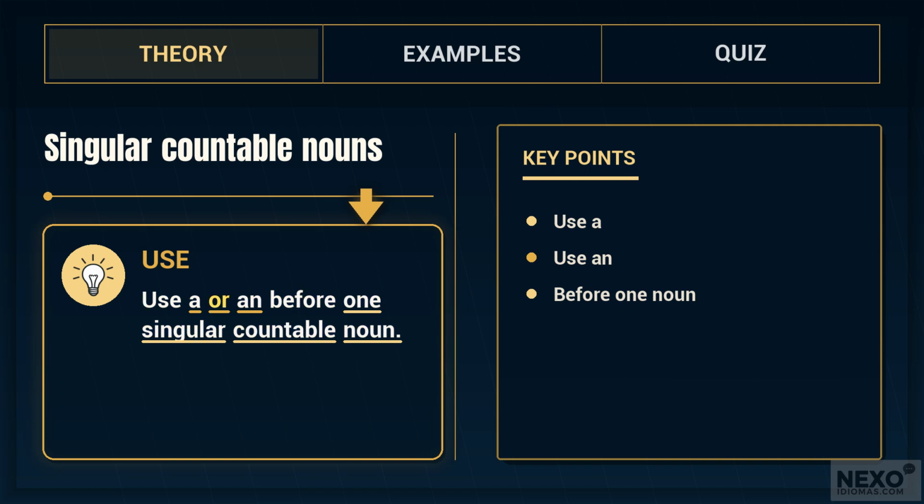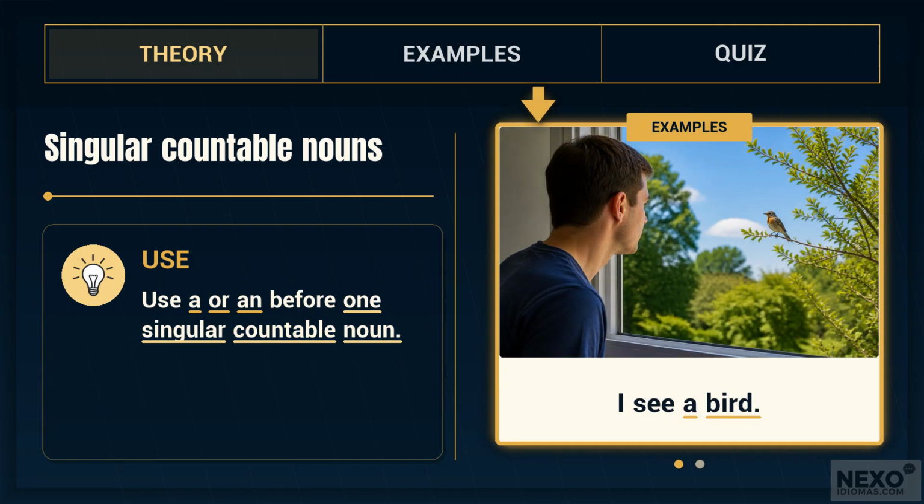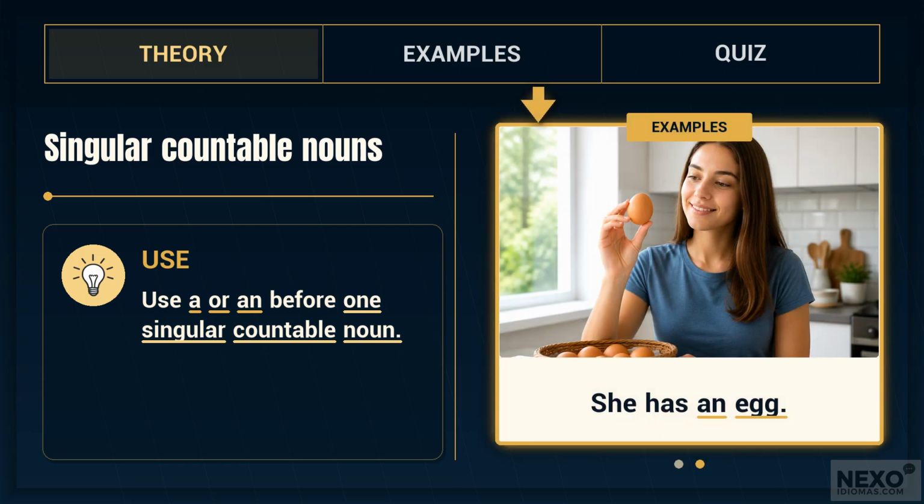Use a or an before one singular countable noun. Example. I see a bird. Example. She has an egg.